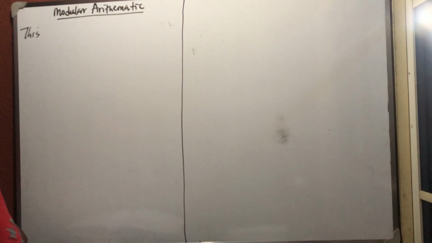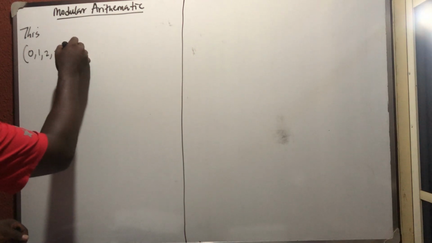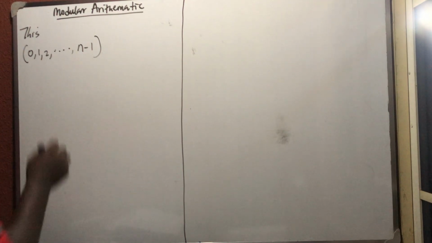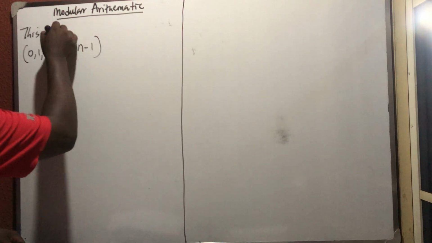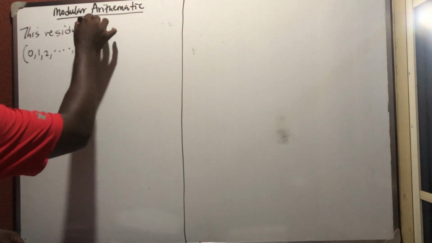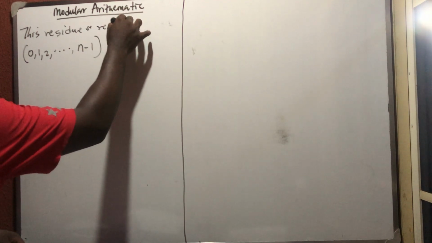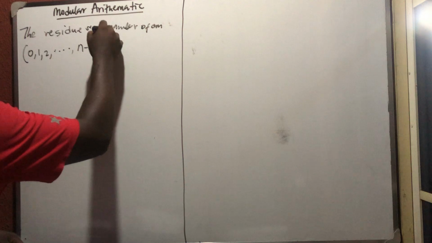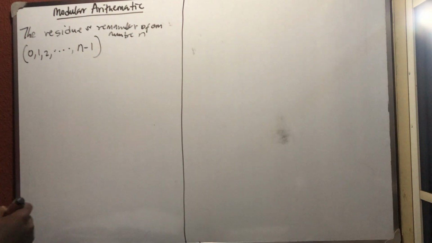Generally, for any number n, the residues, that is the remainders, are from 0, 1, 2, 3 up to n minus 1. The residue or remainder of any number n is given by this. Then let's solve some examples for us to know what we mean by this.